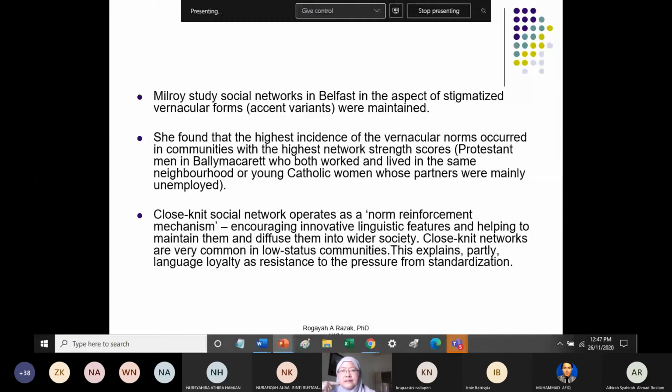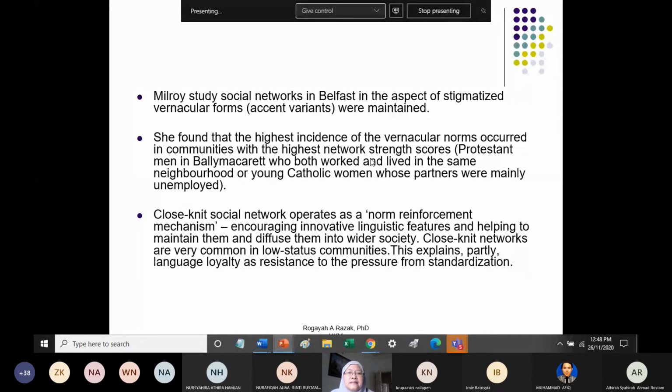Then you have the middle socioeconomic status. These are the average middle class communities. And then you have the low class people, usually they are blue collar workers lah. So the variant of language that they speak, as shown in Labov's study, reflects the status. So Milroy studies social networks in the aspect of stigmatized vernacular forms, where it is maintained, when it is used.